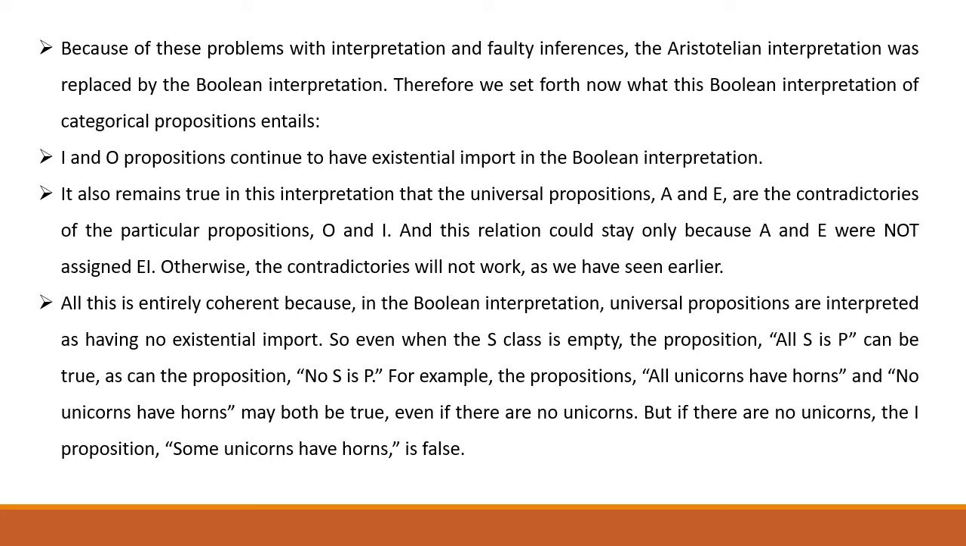conditional statements. So even when the subject class is empty, the proposition all S is P can be true, and also the E proposition no S is P can be true, and both being true together doesn't cause any problems. For example, the propositions all unicorns have horns and no unicorns have horns both may be true even if there are no unicorns. Why? Because we are not claiming that there are unicorns or that there are no unicorns. That is, no existence claim is being made. So even if there are no unicorns, both may be true. But as far as the particular propositions are concerned, if there is no unicorn, then they will become false. Like, some unicorns have horns will become false.